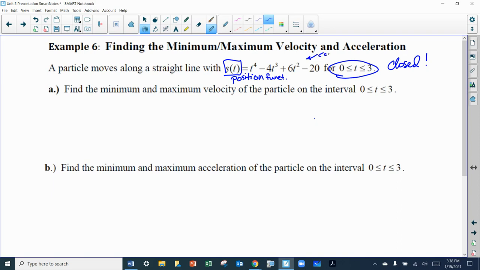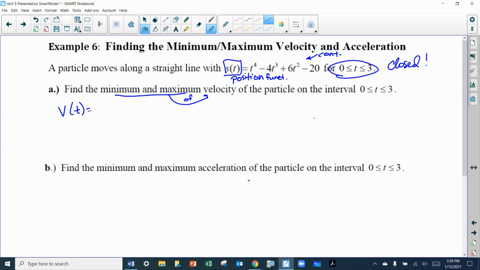And this is a continuous function because all polynomials are continuous, right? They're beautiful functions, nice smooth curves. Find the min-max value of velocity of the particle on the interval 0 to 3. We want the min and max of velocity. Well, then I need a velocity function, so let's get it.